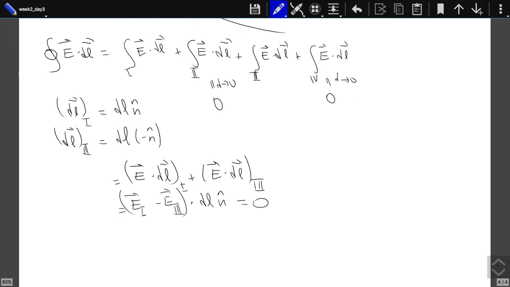Now I can cancel dl. Remember, A is small but not yet 0. I can cancel dl. What is left is E1 minus E3. E1 is the electric field on one side of the surface. E3 is the electric field on the other side of the surface. If I take the scalar product with this vector parallel to the surface, this is 0. This should be 0. So this tells me that the parallel component of the electric field is continuous.